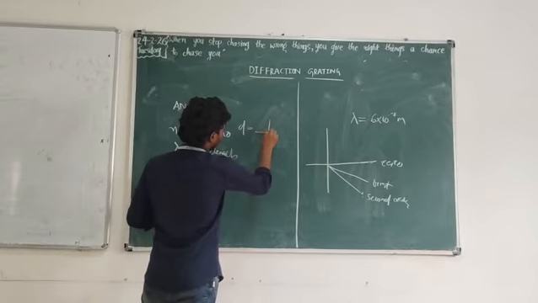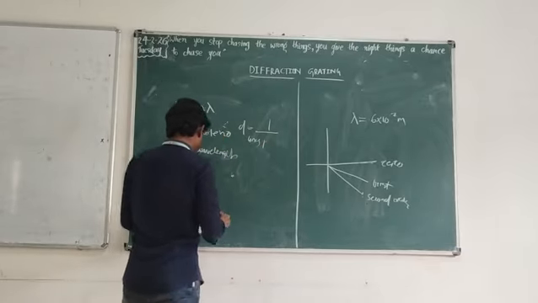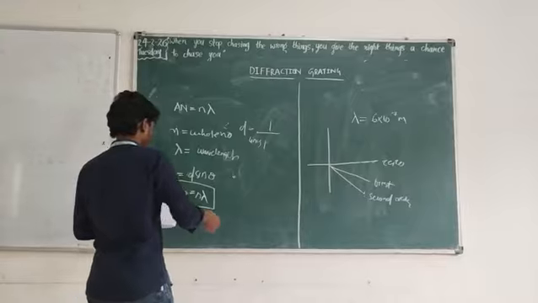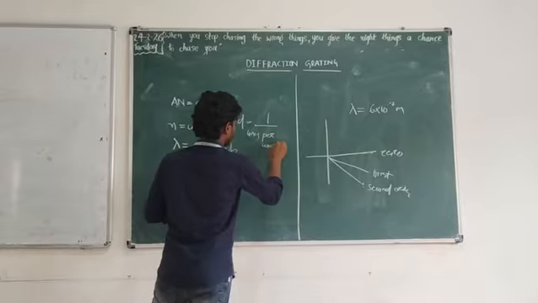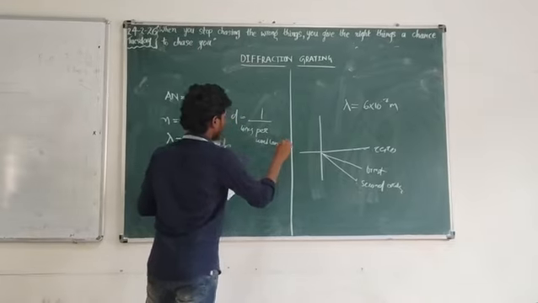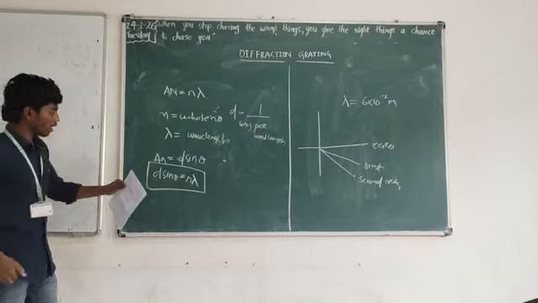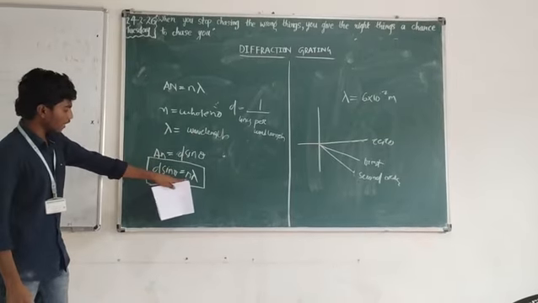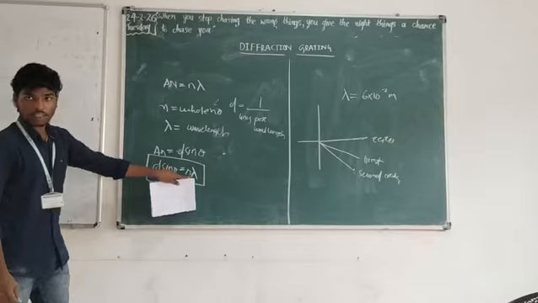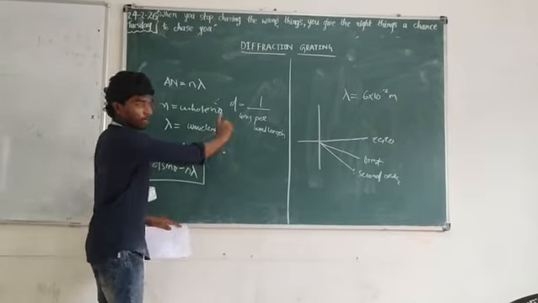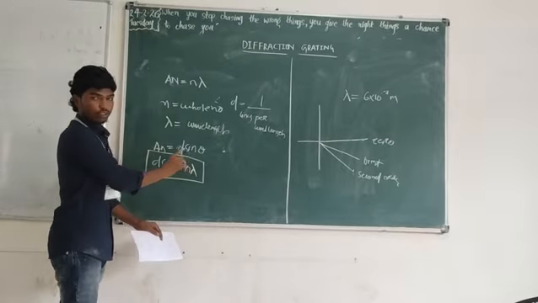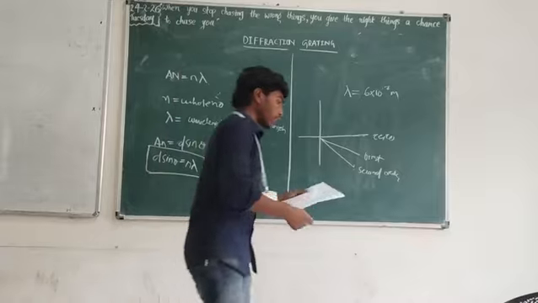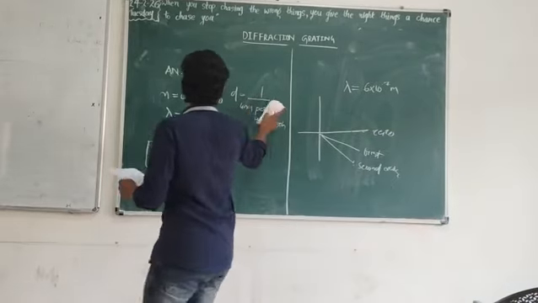d equals to 1 by lines per unit length. Okay, means suppose we are given the angle, we are given n, and we are asked about the lambda, and we are given the number of lines per unit length, so we can easily calculate the distance between them, and we can easily calculate the lambda. Okay, so regarding this, we have one problem.